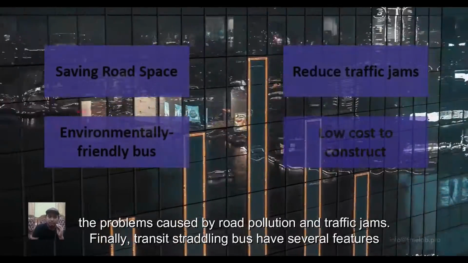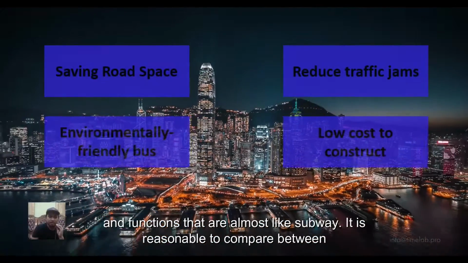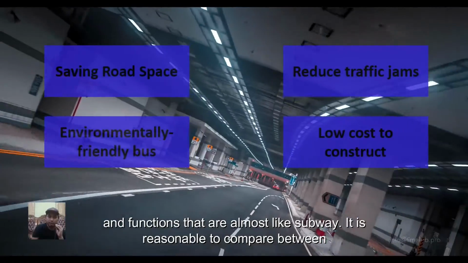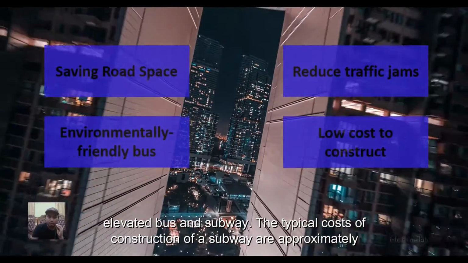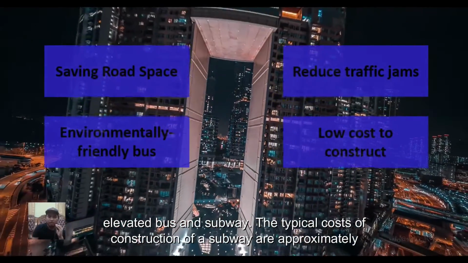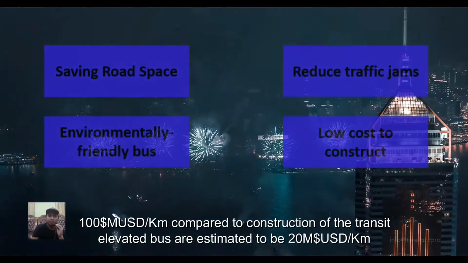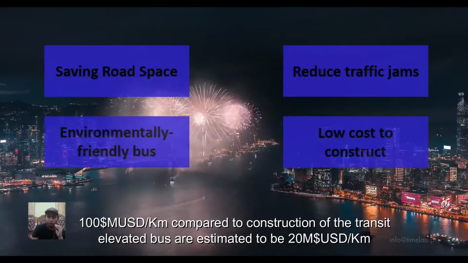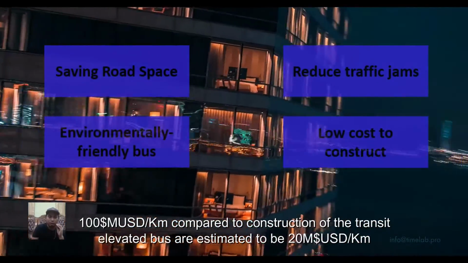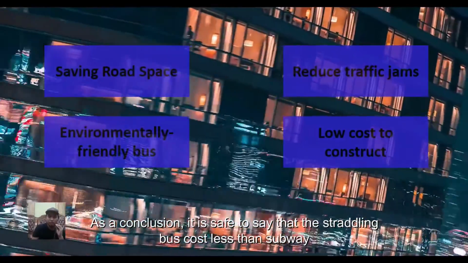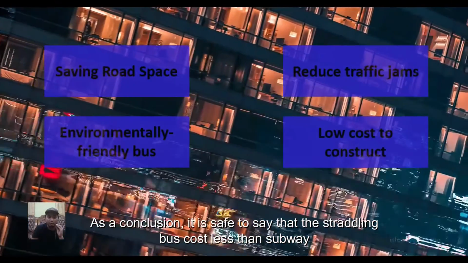Finally, the transit elevated bus has several features and functions that are almost like subways. It is reasonable to compare the elevated bus and subways. The typical cost of construction of a subway is approximately $100 million per kilometer, compared to the construction of the transit elevated bus, which is estimated to be $20 million per kilometer. In conclusion, it is safe to say that the trading bus costs less than a subway.